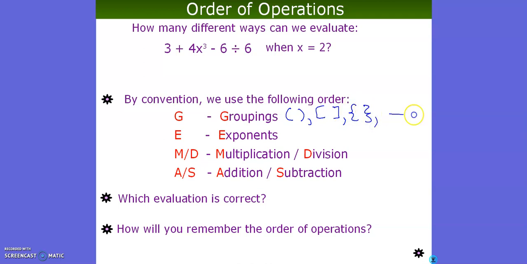They're also the fraction bar. The fraction bar represents a grouping of the numerator and then the denominator. Our next step is exponents, the E for exponents.